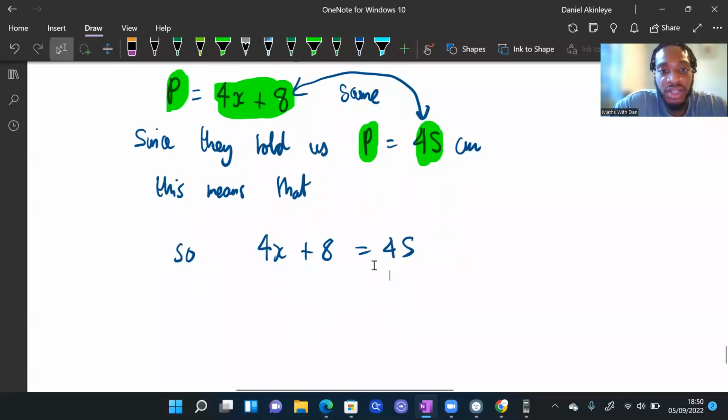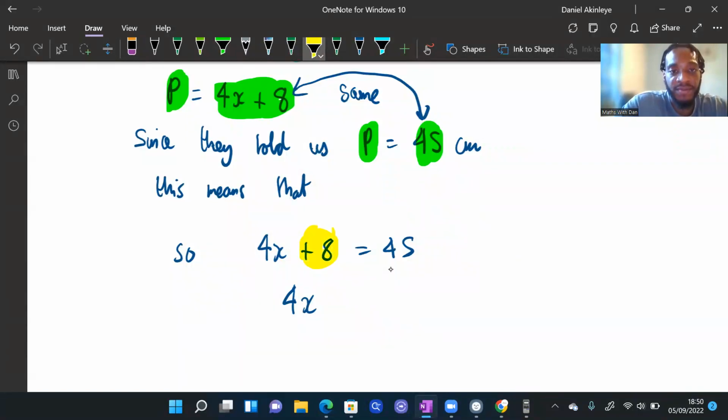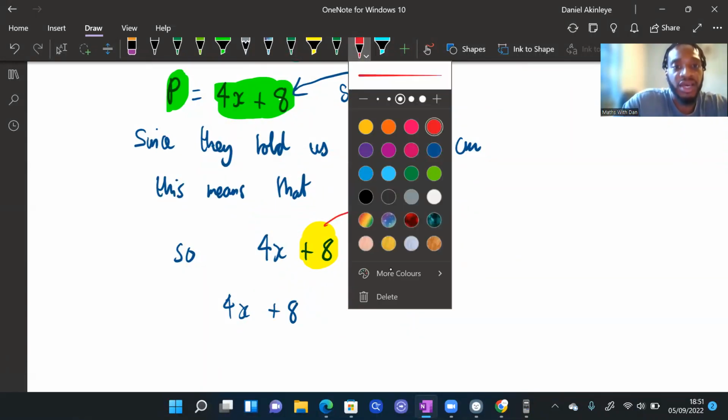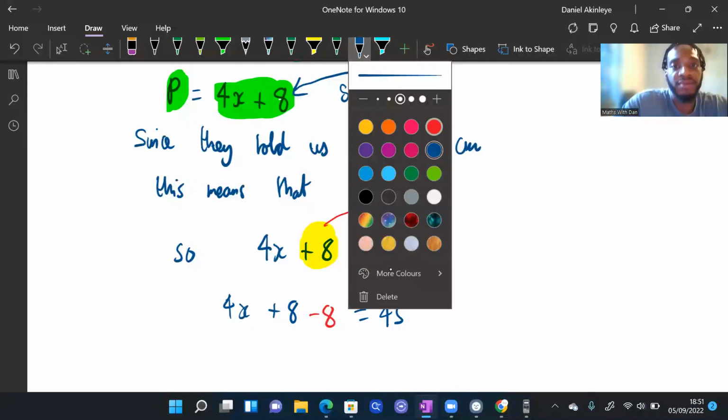So let's have a go at this one. We have 4x, and remember, we need to get x by itself. So this is a plus 8 here. To get rid of this plus 8, we need to minus 8 like we've been doing. So this will be 4x plus 8 and then minus 8, is equal to 45 minus 8.